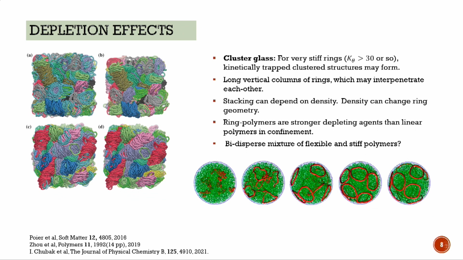Another interesting part is the depletion effects of ring polymers. So you put ring polymers inside a confined environment, with a mixture of stiff rings and flexible rings, and you can see that the stiff rings float out of this mixture and stick to the walls, which means they prefer to be on the walls, which is the depleted region, compared to the inside where the more flexible polymers are present. So this motivated us to look at the bidisperse mixture of flexible and stiff polymers and what the structures look like when you don't have the confinement after all.